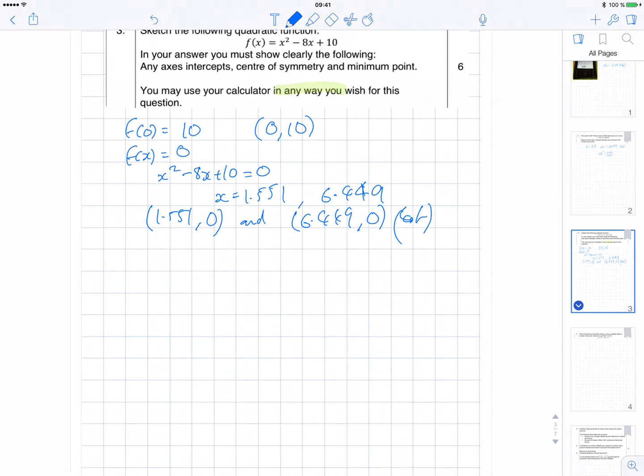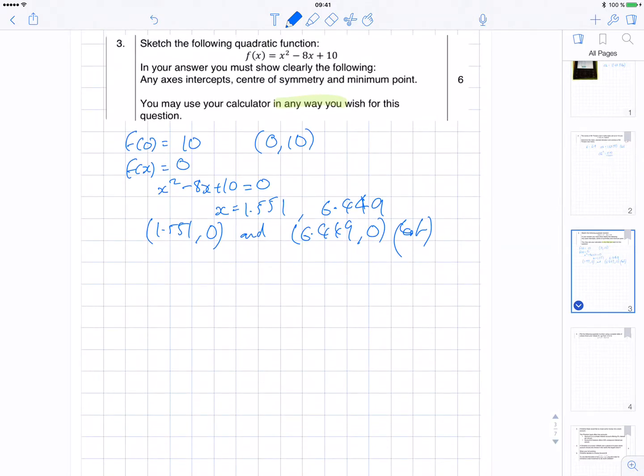Next thing I need to do, I need to tell me what the centre of symmetry is. Now to do that, I do menu, algebra, complete the square, which is 5. So the minimum point, so min at 4 comma minus 6, and the center, I put the center of symmetry.